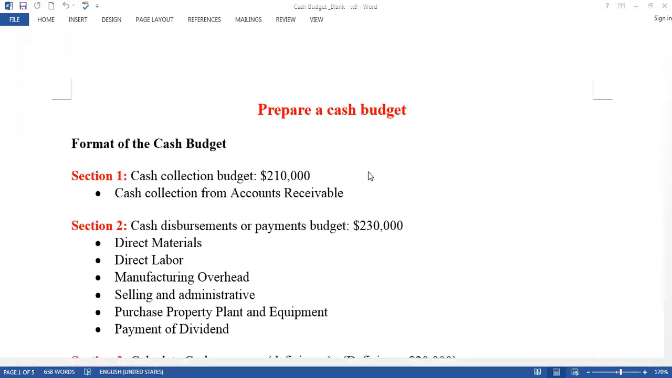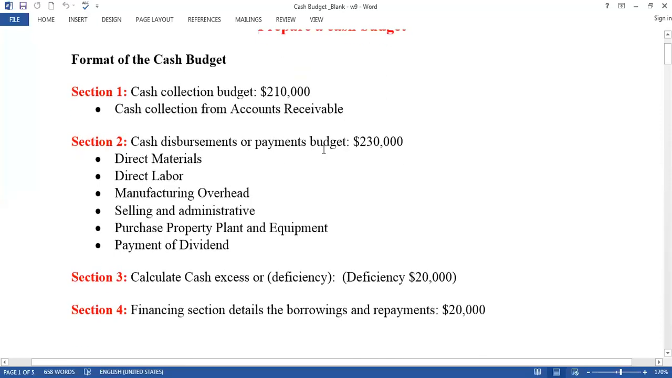Hello everyone. Today we are going to prepare a cash budget. So let me explain the format of the cash budget first. There are 4 sections of the cash budget.